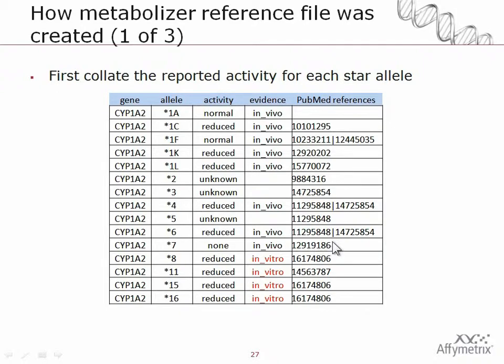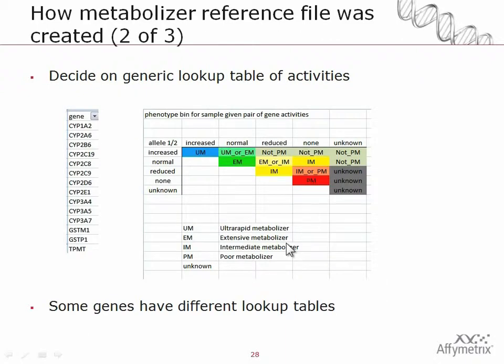When we looked at these PubMed IDs, or these references, we also noted if it was an in vivo study or just an in vitro study. In vivo has a higher level of evidence. After we assembled one of these tables for each of the genes that we do phenotyping on, we then decided on a generic lookup table of activities and what the resulting metabolizer state is.